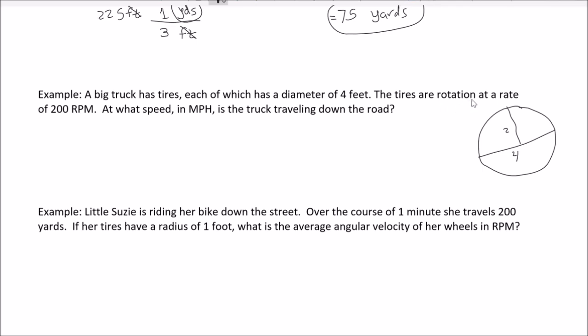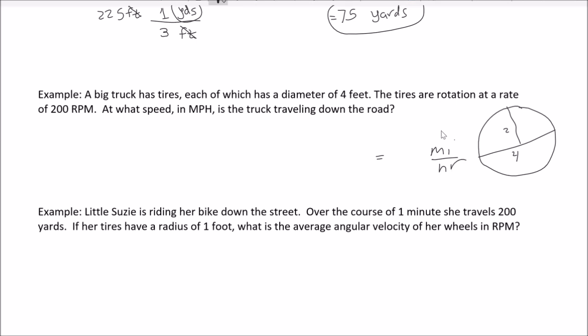The tires are rotating at a rate of 200 RPMs. If you don't know, that means revolutions per minute. We're going to outline that in a second. We want to know at what speed, in miles per hour, is the truck traveling down the road. Okay, so here's what I'm going to think about. At the end of this question, my answer is going to be miles per hour.